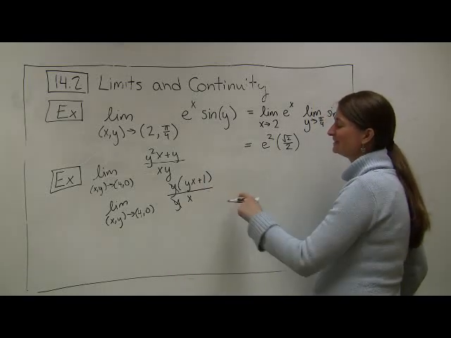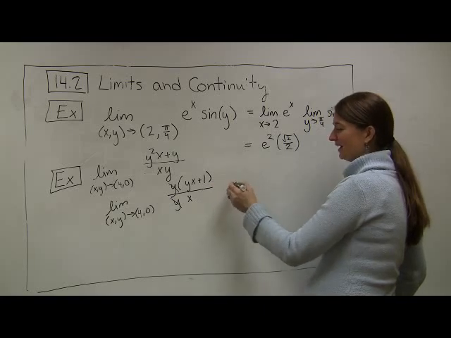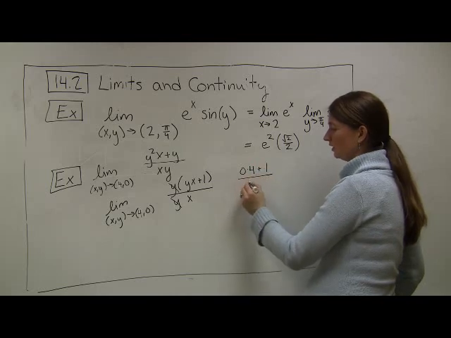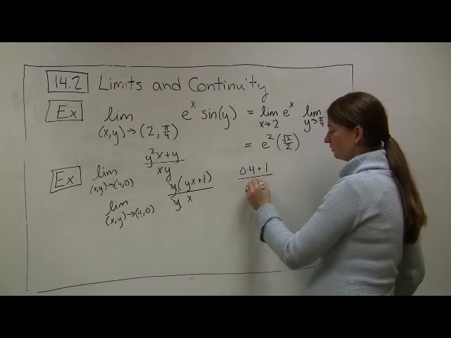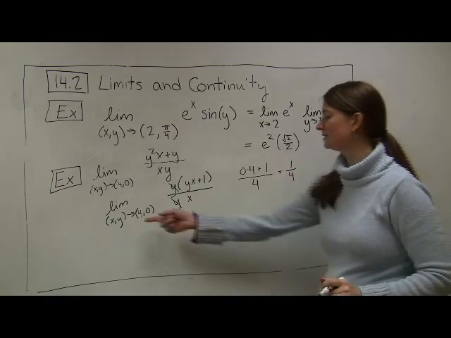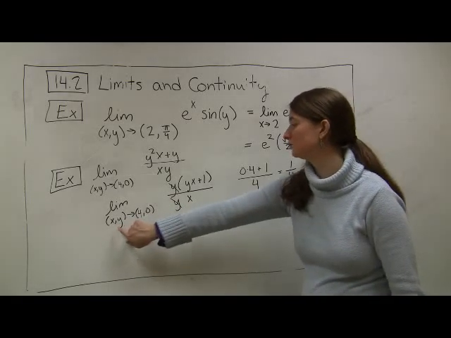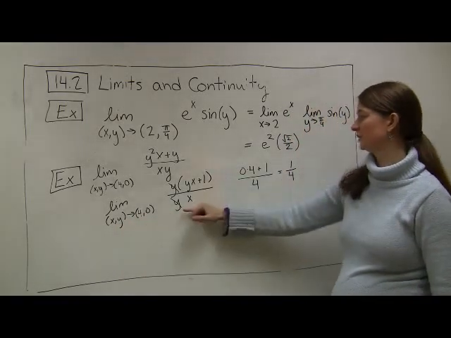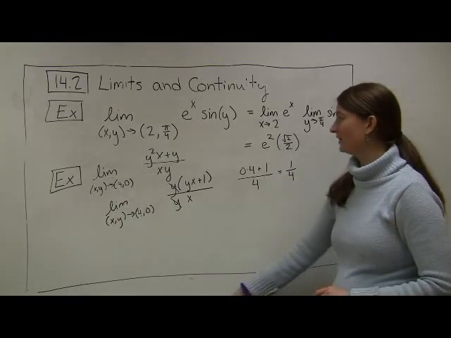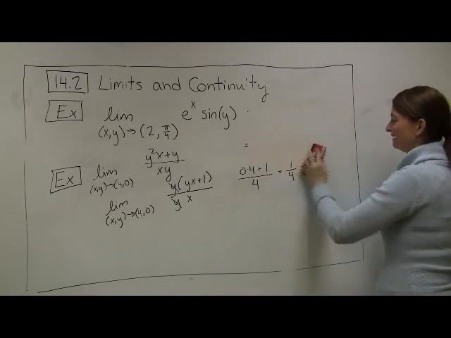In this case, now I can do direct substitution. And when I do direct substitution, I see that I get (0 times 4 plus 1) all over 4, which is equal to 1/4. So we find that this limit does exist as (x, y) approaches (4, 0) for this function, but it wouldn't exist at (0, 0). So that is a great lead into my final two examples.